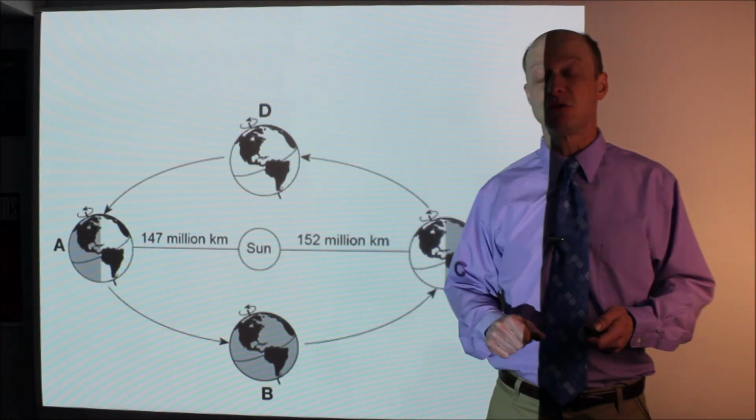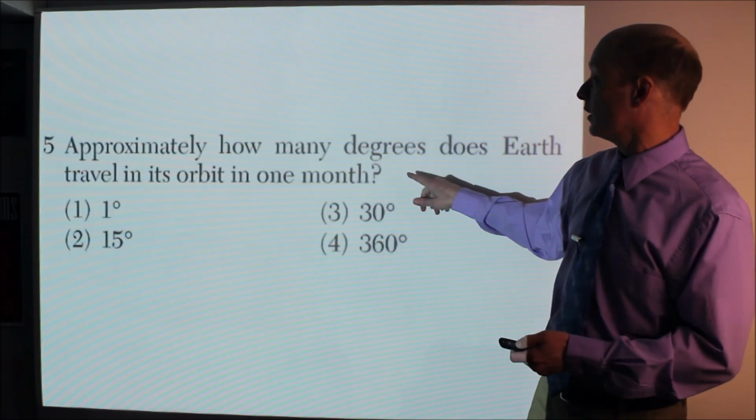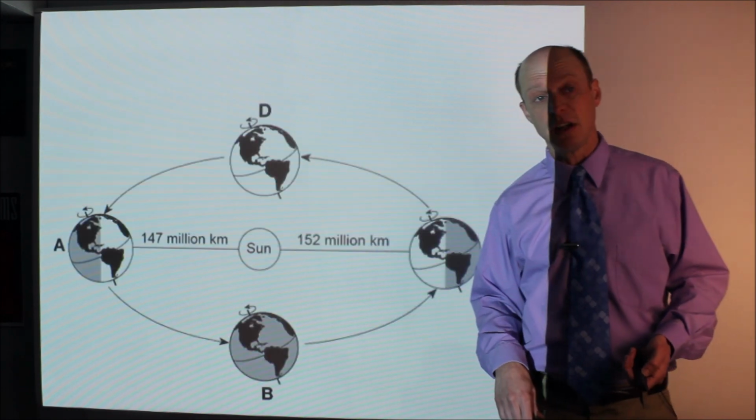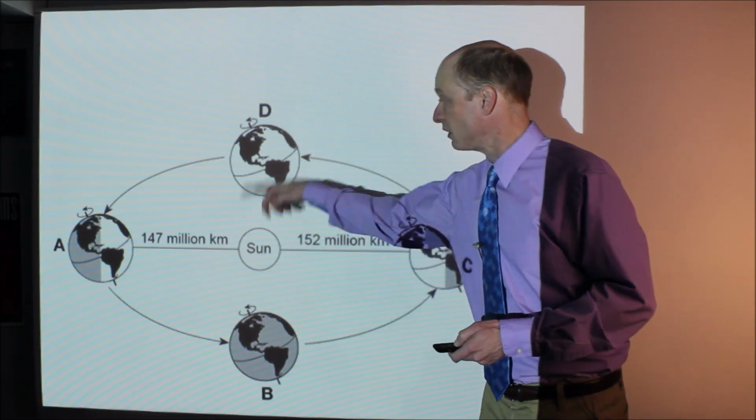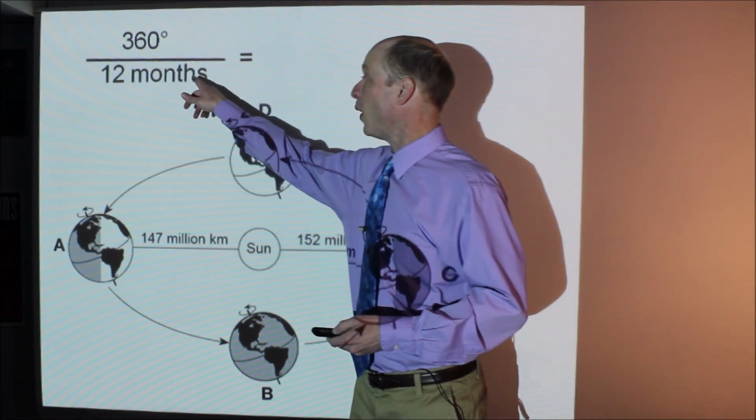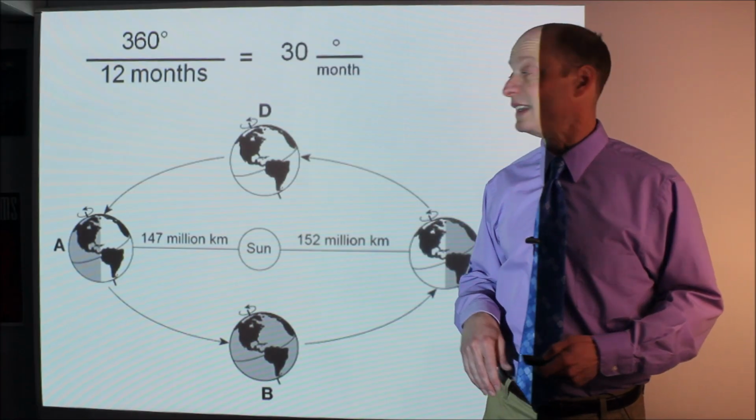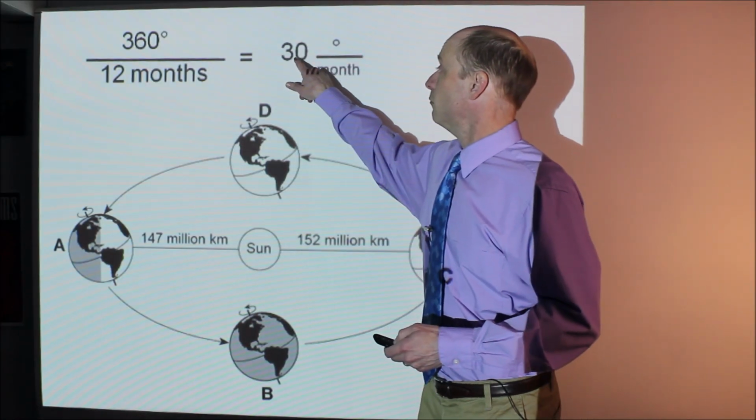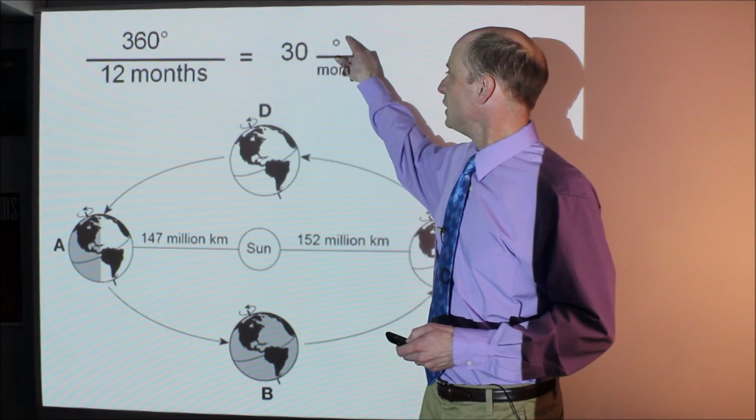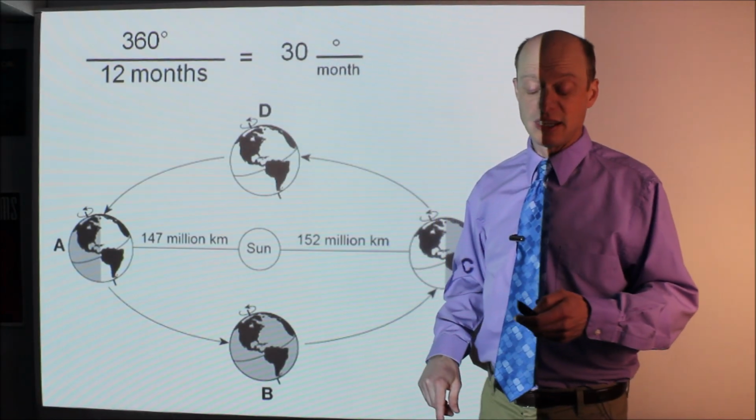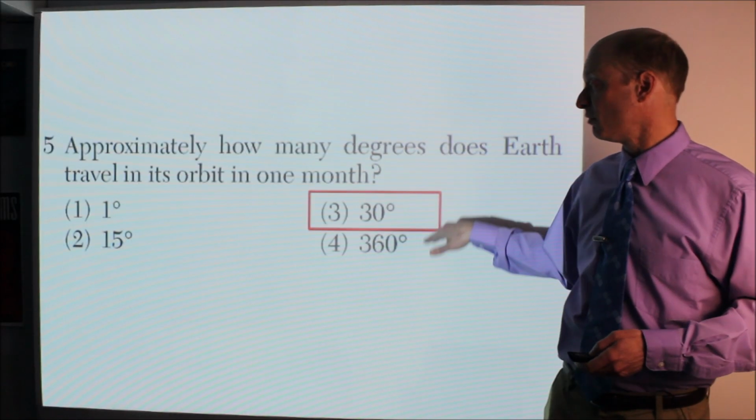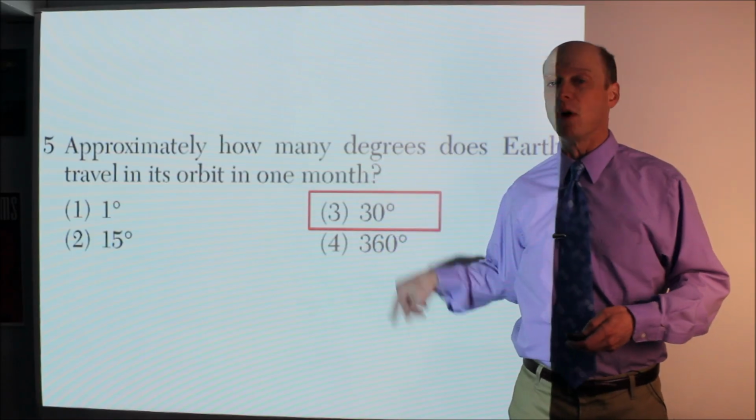And then, if you look back at the question, it asks about 1 month. How many months are in a year? 12. Therefore, it goes 360 degrees in 12 months. So if you were to do that math, what you get is this. It revolves 30 degrees per month. So the answer here is going to be choice 3, 30 degrees, because it does say 1 month there.